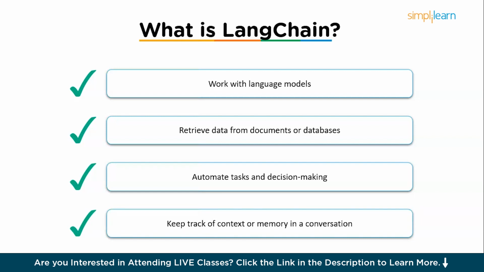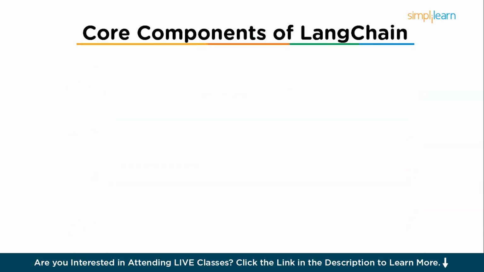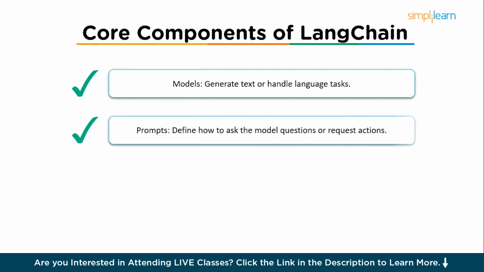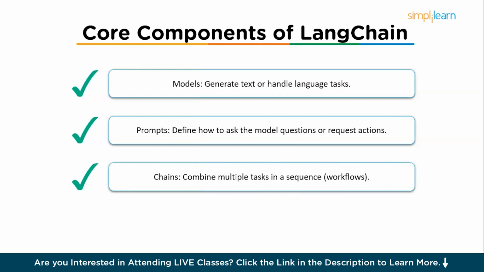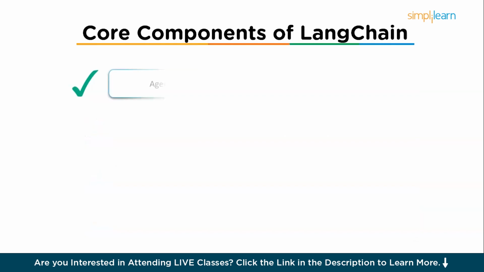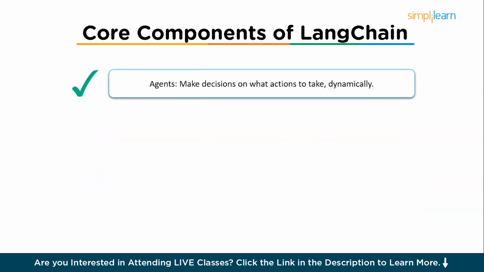Now, moving on, we will understand the core components of LangChain. LangChain is designed with several core components that make it flexible and powerful for building LLM-powered applications. Here's a simple breakdown. First, we have models that generate text or handle language tasks. Then we have prompts that define how to ask the model questions or request actions. Then we have chains that combine multiple tasks in sequence or workflows. Then we have memory that keeps track of past interactions for context. And finally, we have agents that make decisions on what actions to take dynamically.